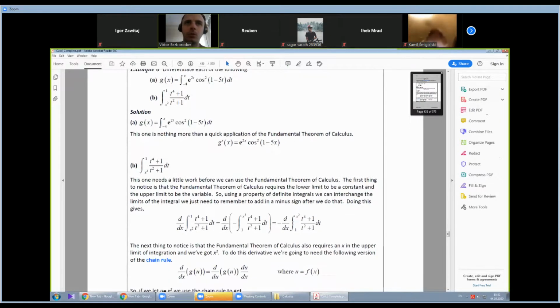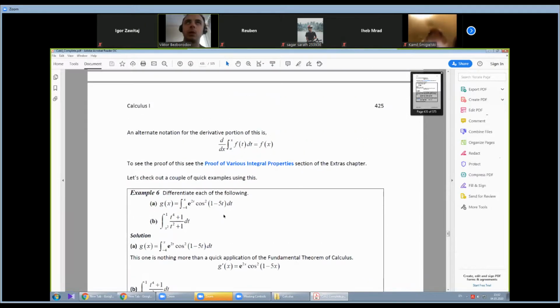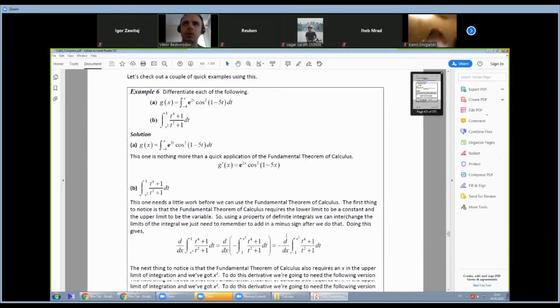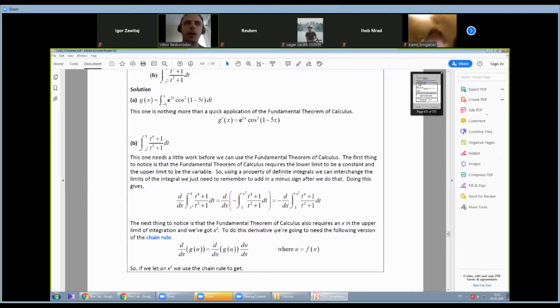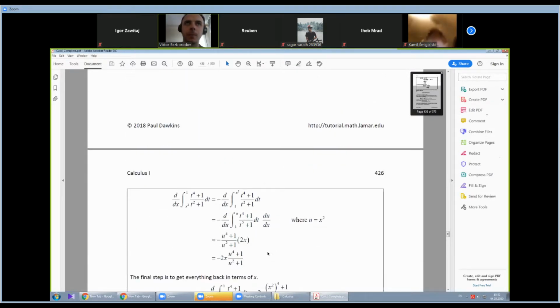Okay, so first of all, you can change the order. So you can put this variable in the upper limit here, because this is what you want to do, because in this formula it is on the top. So you want the variable to be on the top. And then you use this formula with the chain rule, right? Okay, so we start from here. And then u equals x squared, right? And then you just proceed as follows.